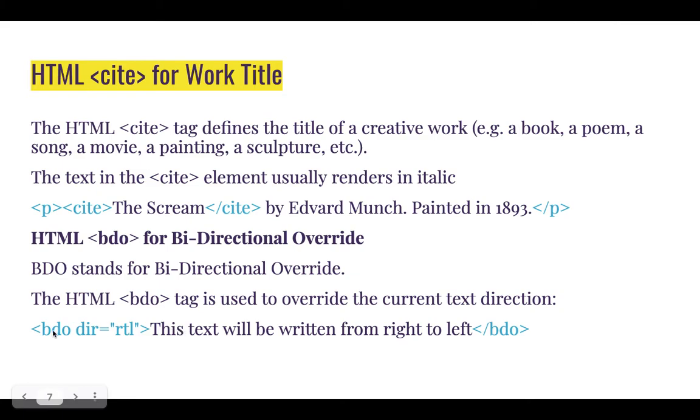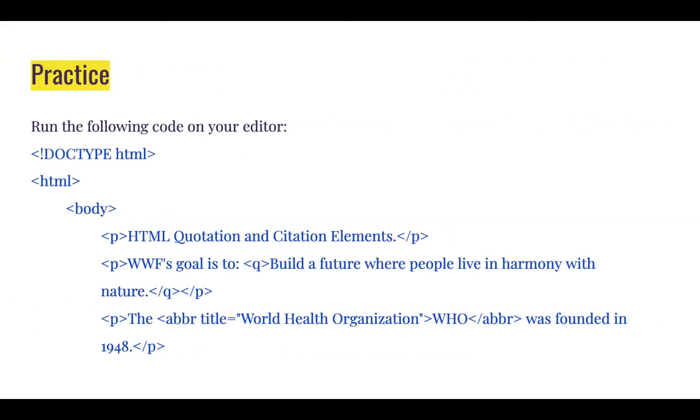So, in the bdo tag, you add a dir attribute and set the value to rtl. RTL means right to left. So if you run this particular code in your browser, the direction of the text is going to be changed from right to left. Run the following code in your code editor.